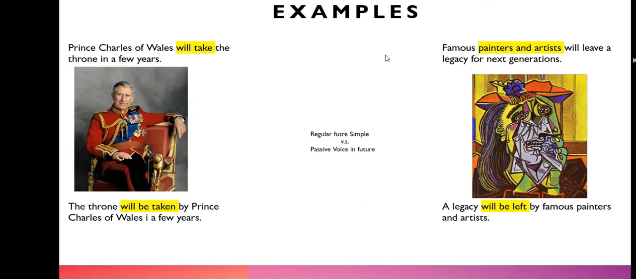And finally, we have: famous painters and artists will leave a legacy for next generations. So here we're talking about famous painters and artists. Famous painters and artists are our subject, and we want to change that to the end of the sentence. And legacy is our object, okay? So legacy is going to the beginning of the sentence. So for example, a legacy will be left by famous painters and artists for next generations.